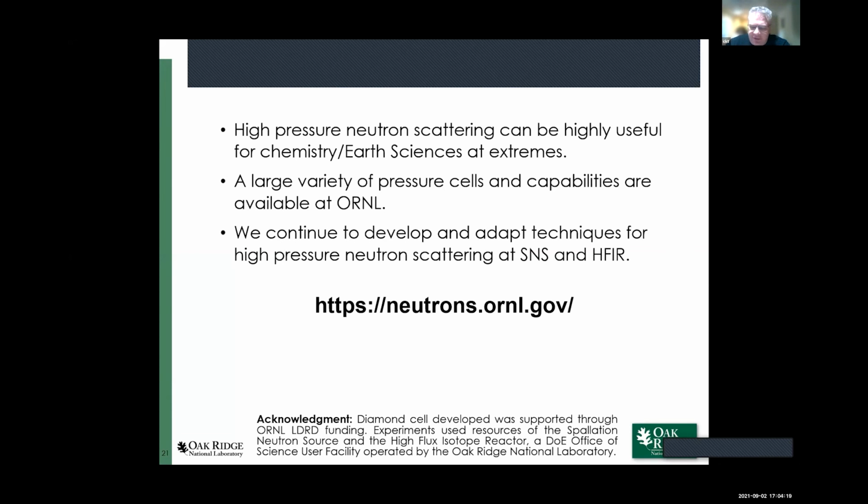So there's a website that describes the entire neutron scattering facilities at ORNL. And if you dig around in there, you can find the pressure capabilities. But I encourage you to go if you're interested. If you have a problem that you think neutrons can help you solve, then go to this website and contact myself or Bianca or Antonio, and we can set you up with a high pressure neutron program.